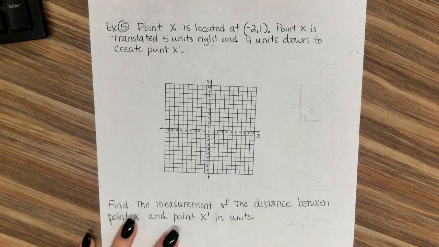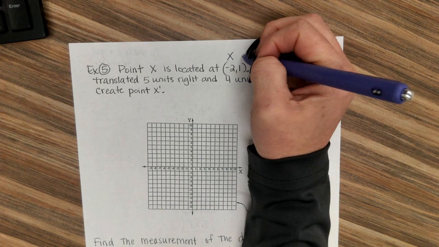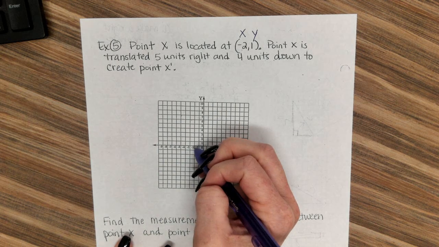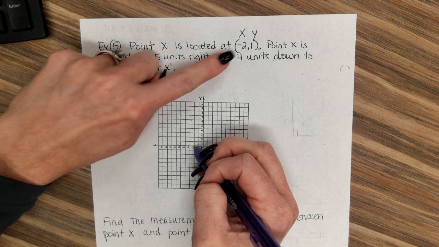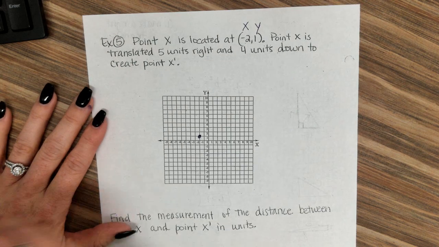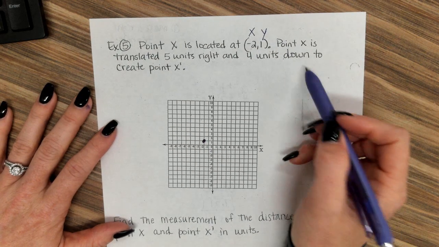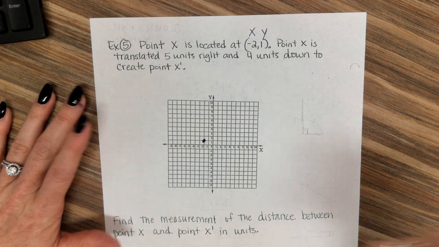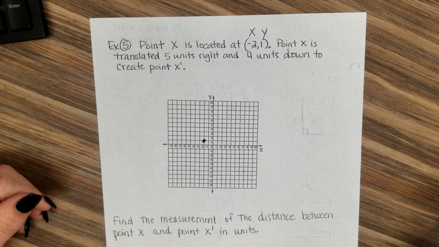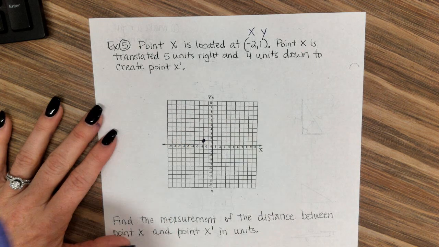But everybody go to -2, 1. Remember that in a coordinate, this is the X, this is the Y. So on the X axis, go to -2. From there, you're going to go up 1 and put a dot. That is point X. Now it says that point X is translated. Translated is a fancy word for moved. So you basically are sliding it over. It's translated 5 units to the right.